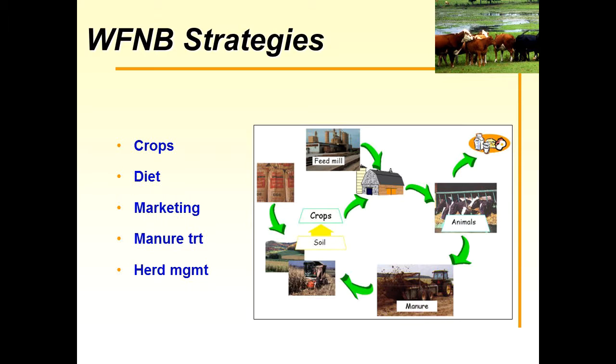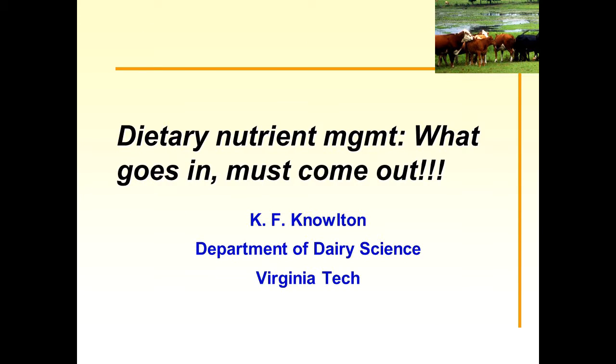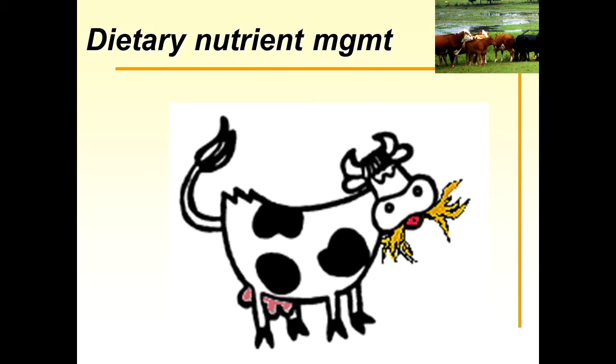In the rest of the talk, I'm going to focus in on diet as a strategy to achieve a more desirable whole farm nutrient balance. So let's talk about one of the key ways to address a nutrient imbalance, and that is what we'll call dietary nutrient management. Because what goes in the front end of the animal must come out the back end of the animal.